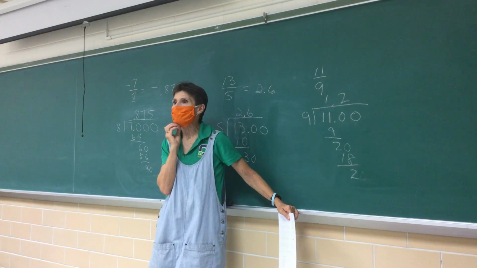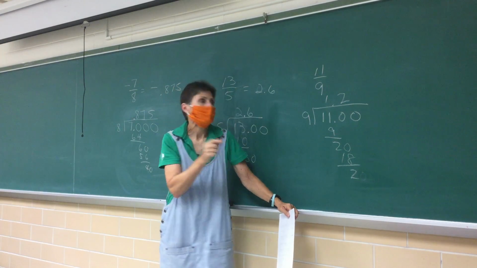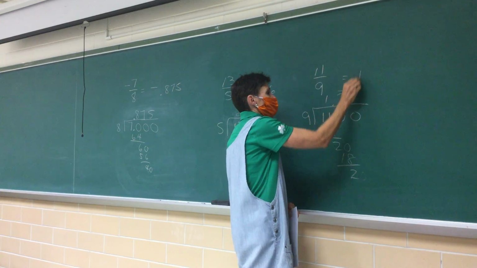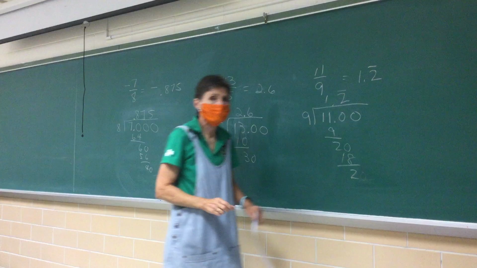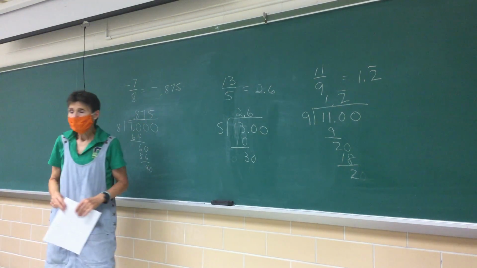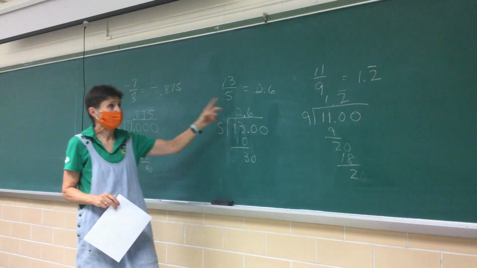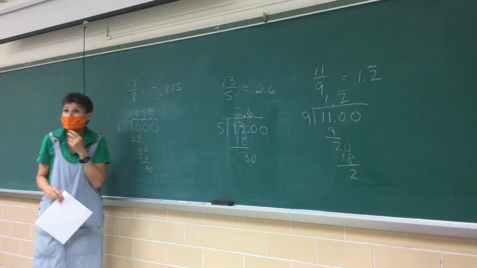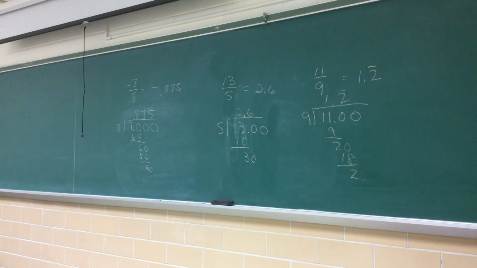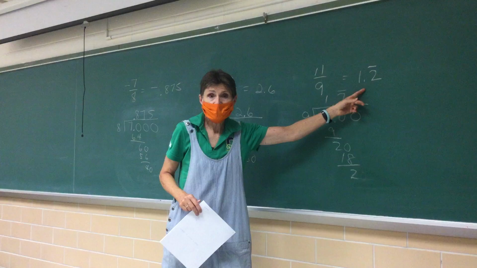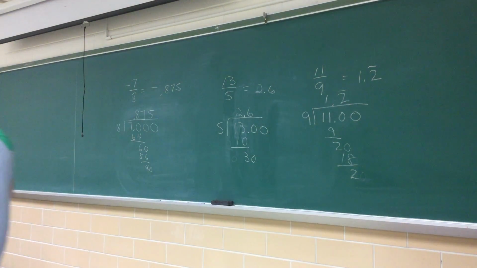So how do I indicate that in my decimal? I put a little bar over the top. So the answer is 1.2 repeating. So what we have up here is an example, actually 2 examples of terminating decimals, terminating, they stop, and 1 example of a repeating decimal.